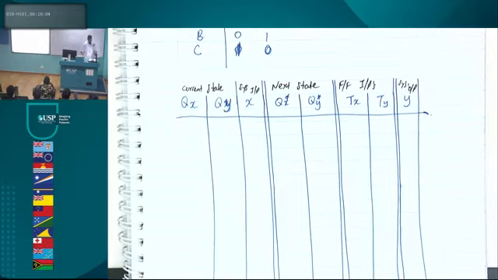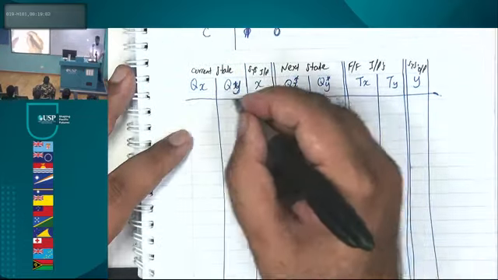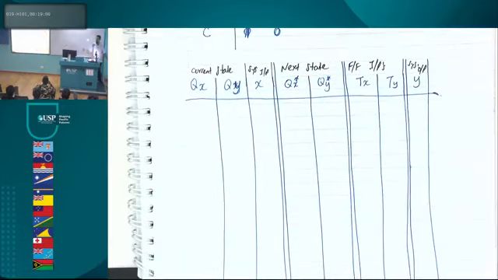Okay. Now, what are we going to do? How many combinations will there be for this input section? 8.